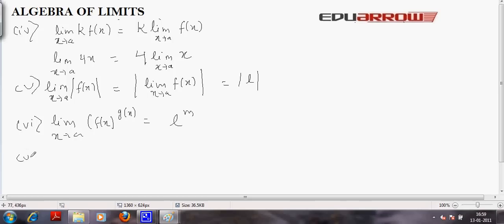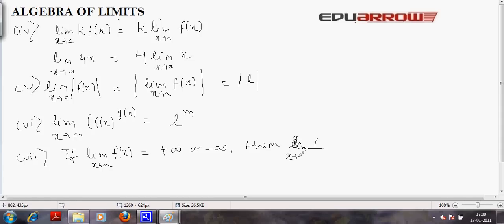Next result says that if limit x tends to a f(x) is equal to plus infinity or minus infinity, then limit 1 upon f(x) as x tends to a will be equal to 0, because we know that 1 by infinity is equal to 0. So these are some results, or we can say the algebra of limits, which we follow while solving questions of limits.